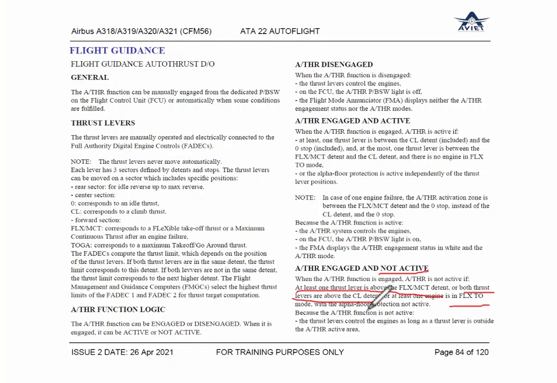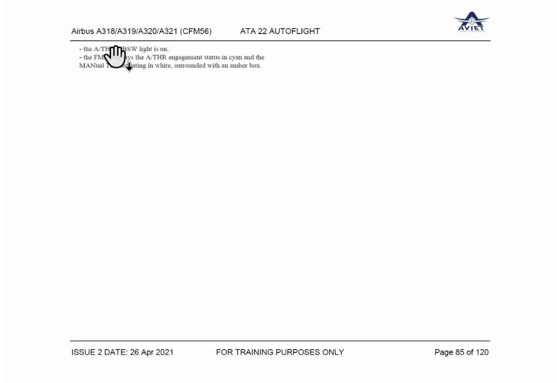You may be in flex takeoff, but alpha floor is not active. Since auto thrust is not active, the thrust lever will control the engine as long as the thrust lever is outside the auto thrust active range. So it is as good as manual thrust. How will you know? The push button switch is engaged on, the light will come, and the FMA will show auto thrust in cyan color. This color will only tell you that you are engaged but not active.